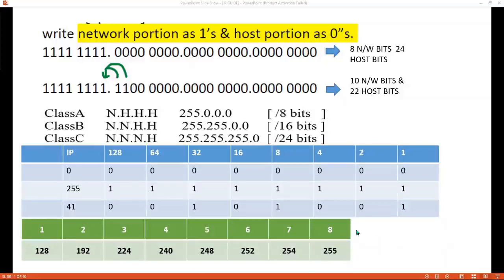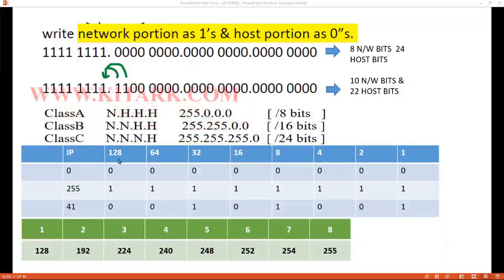For that purpose, we are using a table. I will call this table the bit borrowing table. Okay. So for example, if I borrow 1 bit on a particular octet, I will fill it with 128. If I borrow 2 bits on a particular octet, I will fill the octet value with 192. If I borrow 3 bits, I will fill it with 224. If I borrow 4 bits, 240. Then 5 means 248, 6 is 252, 7 is 254. If I borrow all 8 bits, you can remember, if all 8 bits are ones, then I am going to fill it with 255. Okay.